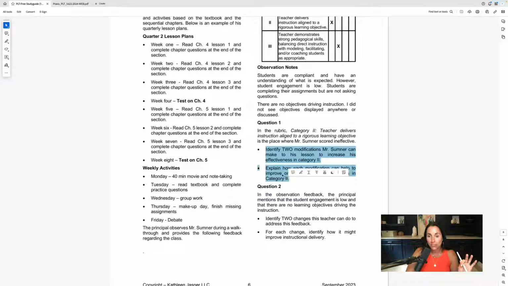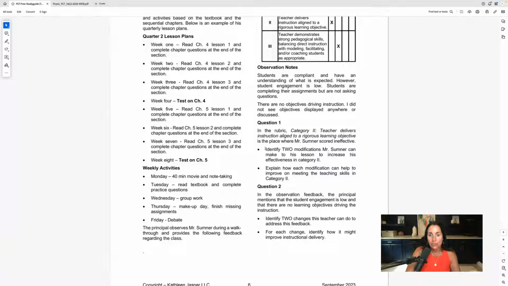Identify 2 modifications Mr. Sumner can make to his lesson to increase his effectiveness in category 2, and then explain how each modification can help improve on meeting the teaching skills. Typically, these questions do this. They'll ask you to identify 2 or implement 2 or do 2 of something. And then the second bullet will be, tell me why it's important. Tell me why it helps. Tell me why it's effective.